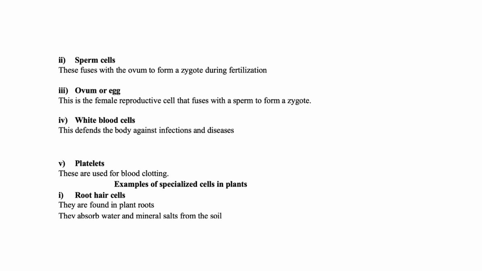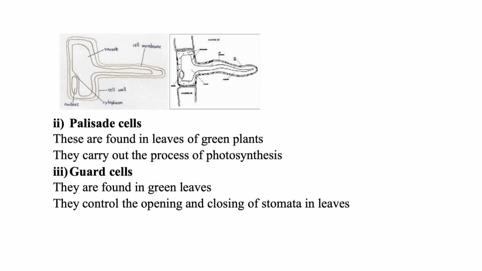Okay, in plants, we have what we call the root hair. This is how it looks. But also we have other cells like the palisade cells. These are found in leaves, and of course, they carry out the process of photosynthesis. Then we have the guard cells. These ones are found in green leaves. They control the opening and the closing of the stomata in leaves.